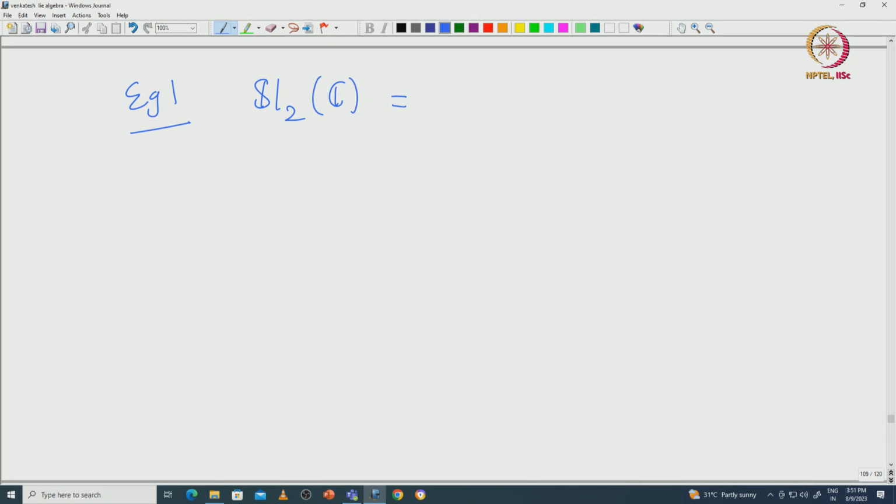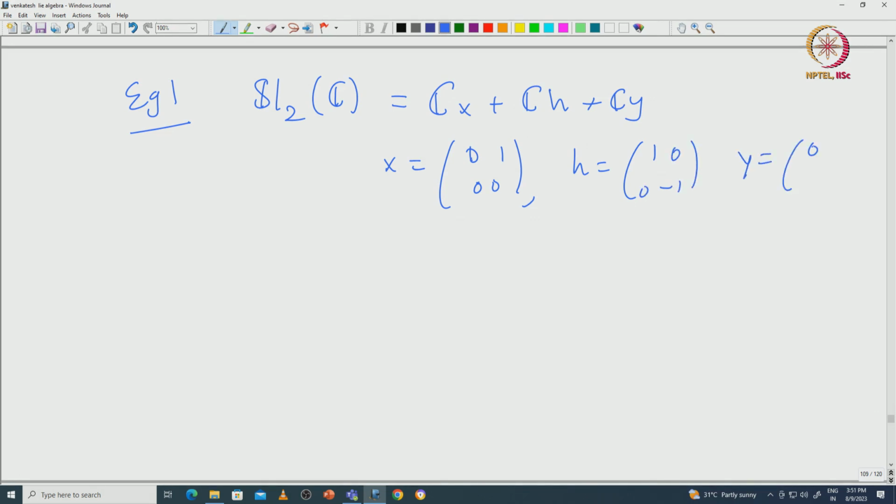Whenever we talk about SL2C, we fix this standard notation x, h and y, where x denotes this matrix 0 1, 0 0, h denotes the diagonal matrix 1, minus 1, and y denotes this lower triangular matrix 0 0, 1 0. Then it is not hard to compute the structure constants.